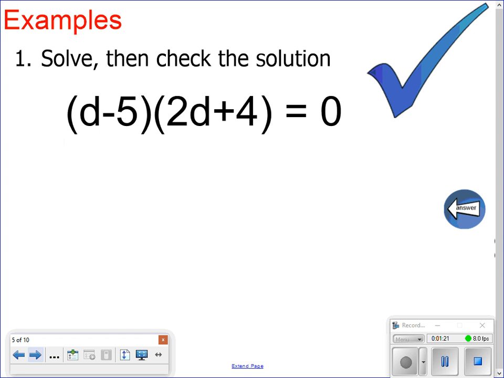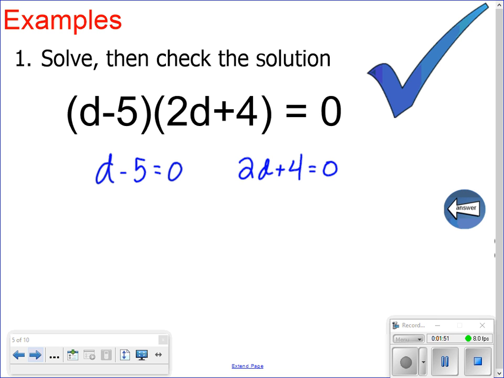So let's look at the following. Solve and then check the solution. Here we have a polynomial that's already factored, so I don't have to go about the work of factoring this one. But remember, the next step after factoring is to set each of the factors equal to 0. My two factors are d minus 5 and 2d plus 4. So I'm going to set d minus 5 equal to 0, and I'm going to set 2d plus 4 equal to 0.